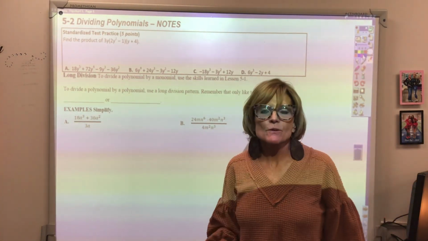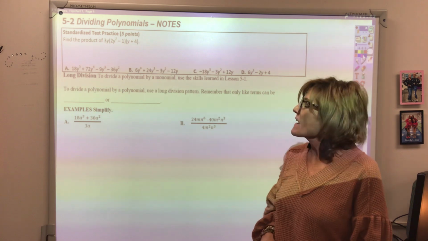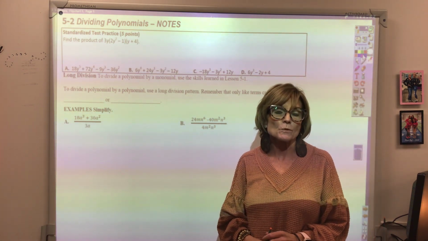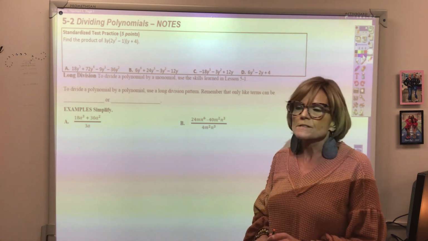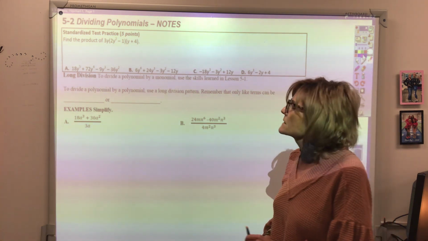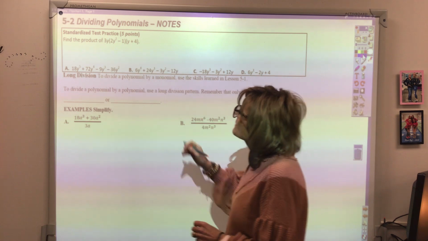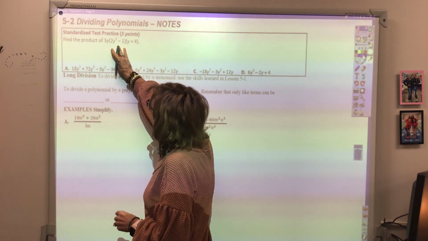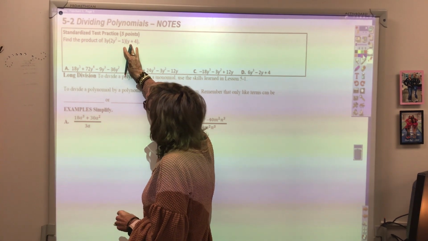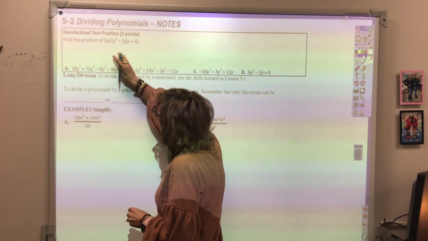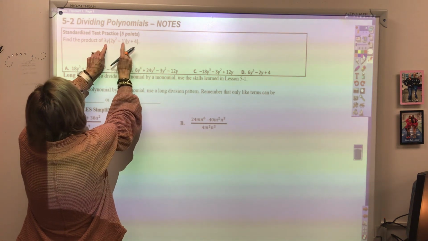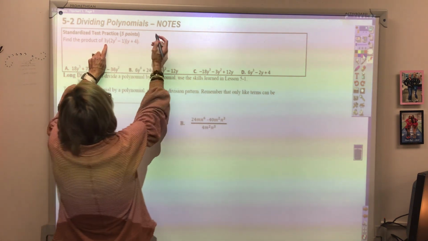Hi class, today we're going to do section 5.2, dividing polynomials, and this will be part 1 or page 1. So let's start with the standardized test practice problem. We're going to find the product of 3y times 2y squared minus 1 times y plus 4. What I would do first is multiply 3y into the 2y squared minus 1.